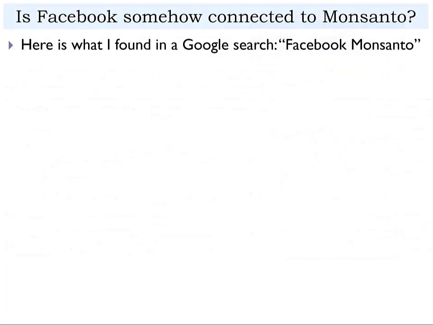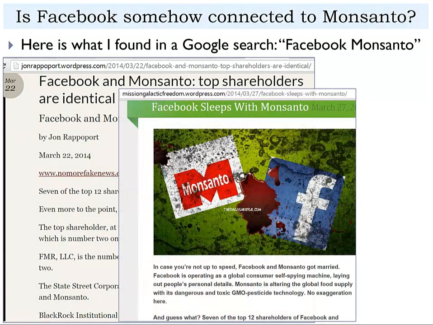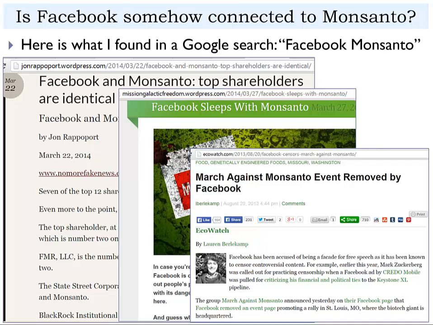I did a Google search, and you could do the same search for Facebook and Monsanto. Well, it turns out that Facebook and Monsanto are basically owned by many of the same financial interests. If you look at this, and you can look at the citation yourself, Facebook and Monsanto, the top shareholders are identical. That was also backed up on another site expressing the connection between Monsanto and Facebook. And apparently Facebook has some history in deleting information that might be unfavorable toward Monsanto.